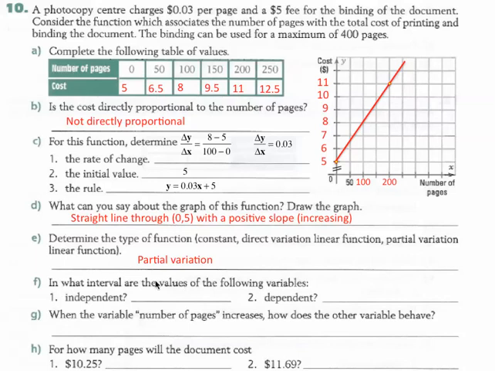In what interval are the values of the following variables? What's the interval of the independent variable? That's the x variable. So we're going from 0, the least amount of papers you can ask to be photocopied and bound, up to a maximum of 400. So 0 to 400. And for the dependent variable, we're starting at 5. And then when we have 400, we do 0.03 times 400, which is 12, and 5 is 17. So we would go from 5 as the lowest to 17 as the highest.